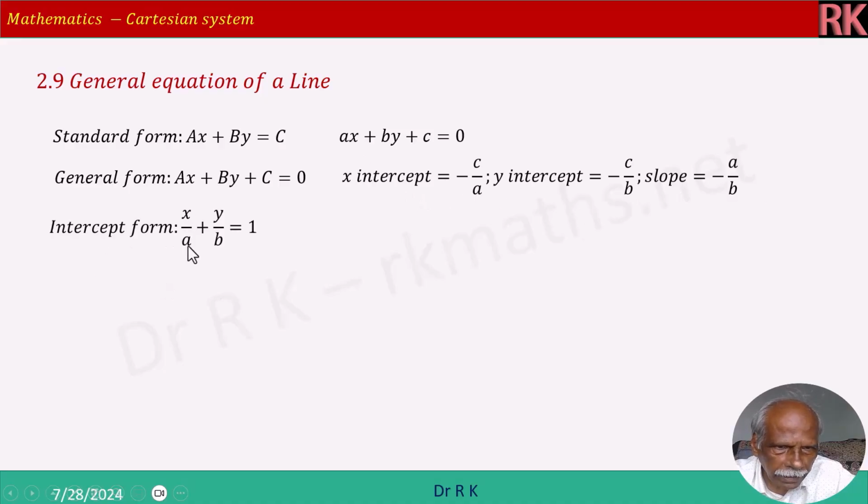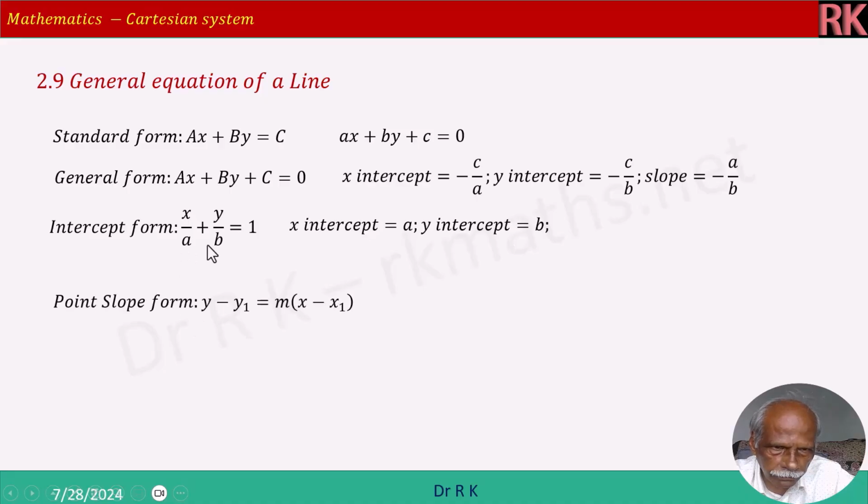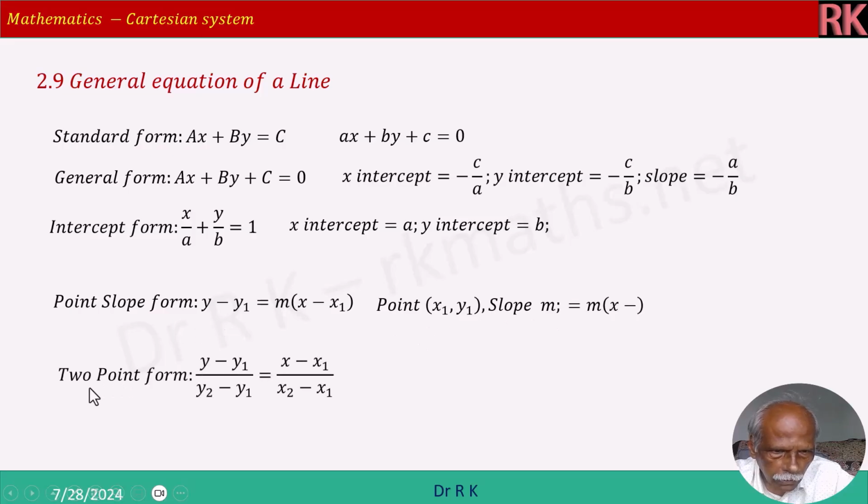Intercept form is x/a + y/b = 1, where the x-intercept is a and the y-intercept is b. This is another way of writing the equation. Point-slope form is y − y1 = m(x − x1). One point is given and the slope is given, so you can get this equation. In 2-point form, only two points are given, x1, y1 and x2, y2. You can find the equation as (y − y1)/(y2 − y1) = (x − x1)/(x2 − x1).